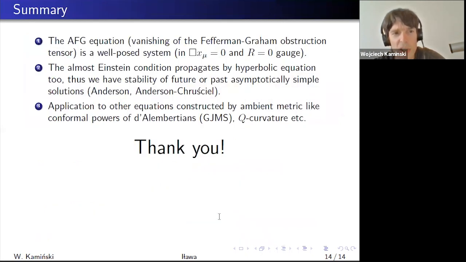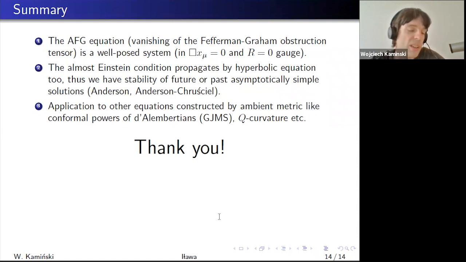Okay, so maybe I will finish. The summary is basically what I said. It's a well-posed system. And apparently it's a bit surprising, because if one forgets that it's coming from the ambient metric construction, then there are degenerate multiple characteristics, and it's not clear that it's well-posed. But it is well-posed, and almost Einstein conditions propagate also by hyperbolic equations. So we have this stability. We can even construct initial data on hypersurfaces that are transverse to the boundary.